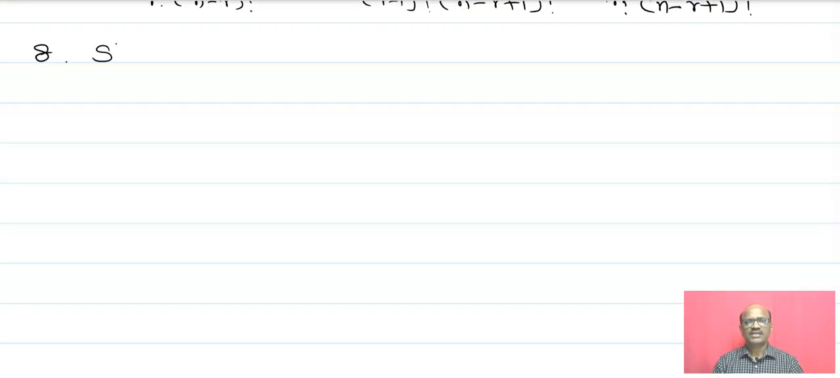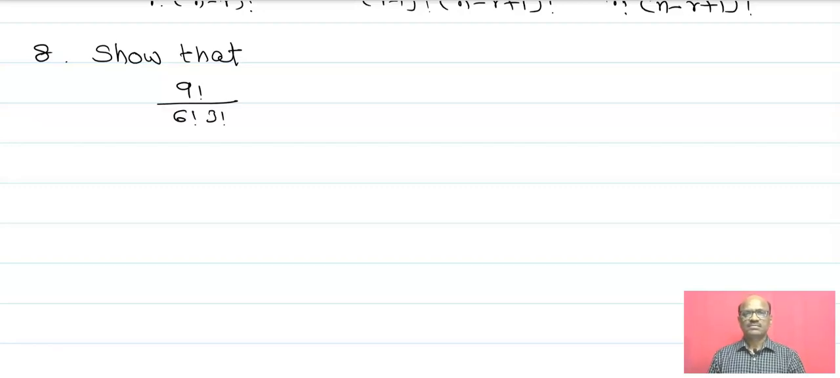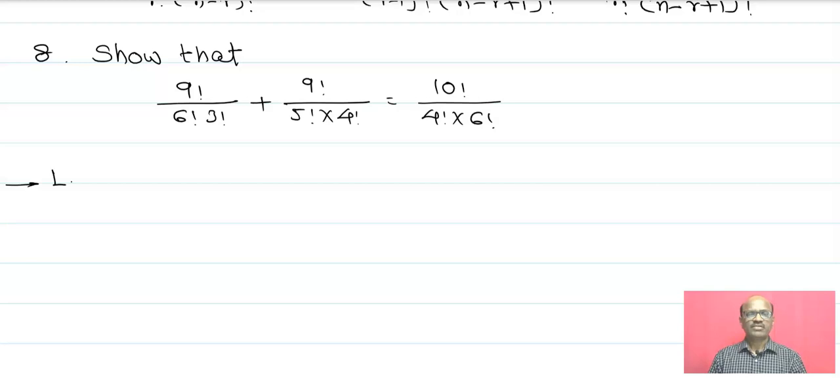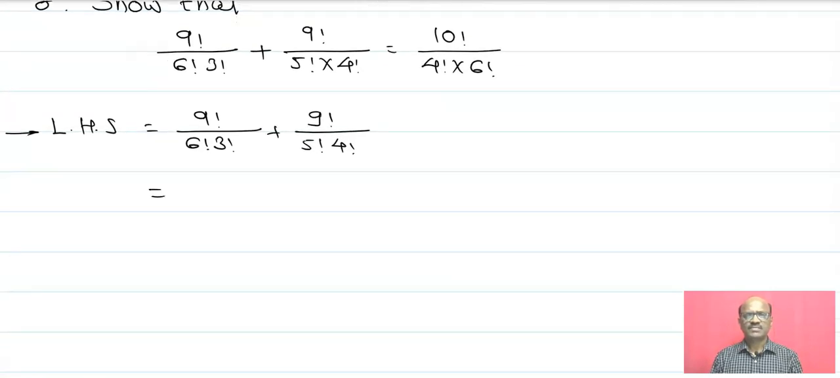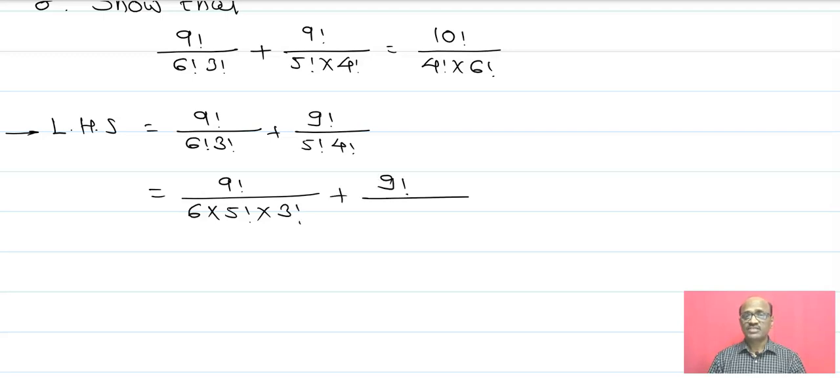Now question number 8. Show that 9 factorial upon 6 factorial into 3 factorial plus 9 factorial upon 5 factorial into 4 factorial is equal to 10 factorial upon 4 factorial into 6 factorial. Now we will evaluate this: 9 factorial upon 6 factorial into 3 factorial plus 9 factorial upon 5 factorial into 4 factorial.